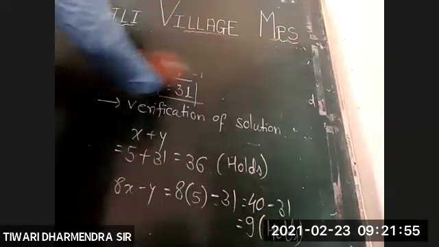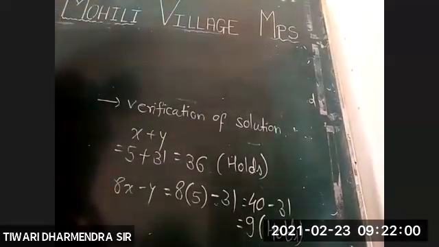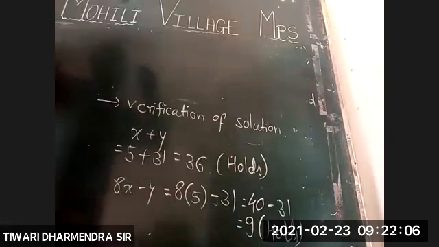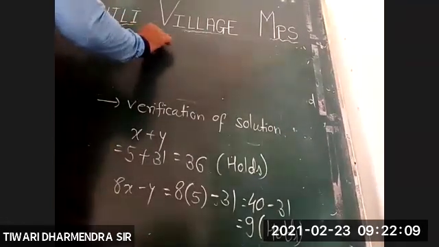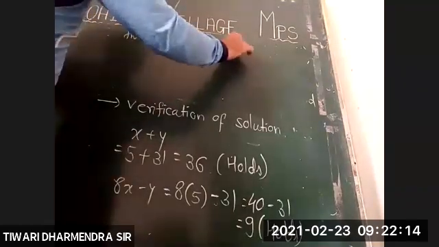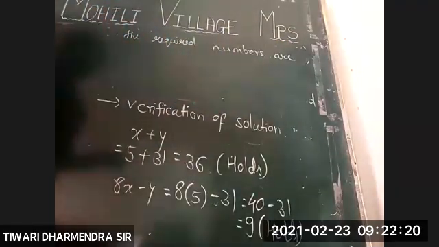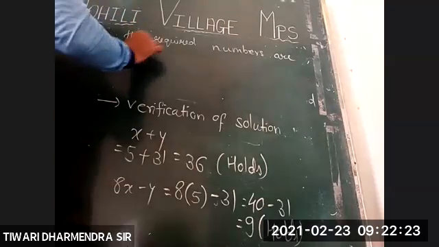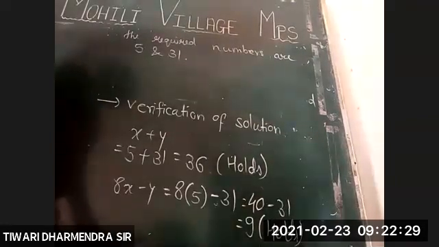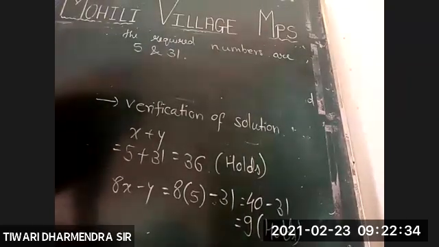So we conclude that the found solution is very much true. Therefore, the required numbers are x was 5 and y is 31. Done. We are through with the problem. Hope this problem was easy and you have understood it without any difficulty. So let's move to the next problem.